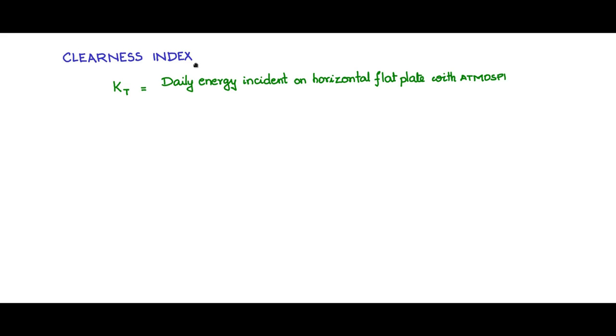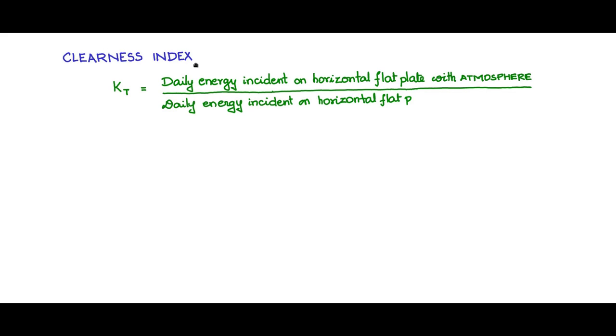Let us now find out a way to estimate the clearness index. Clearness index KT is nothing but the ratio of the daily energy incident on a horizontal flat plate collector with atmospheric effects, divided by the daily energy incident on a horizontal flat plate collector without atmosphere. Now the key here is with and without atmosphere.